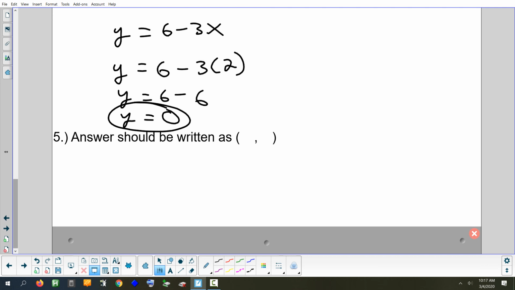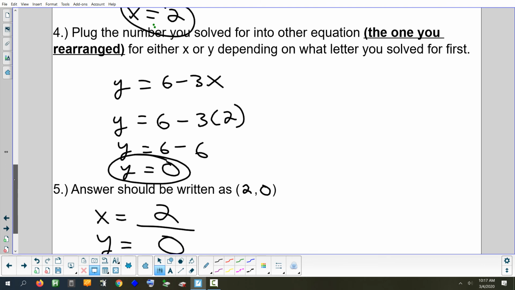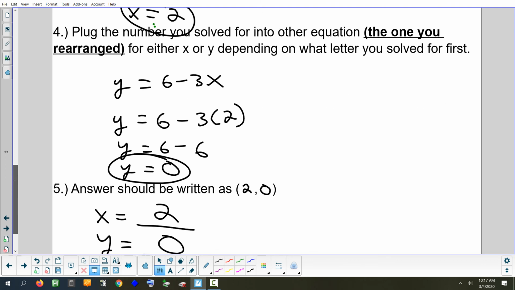So remember, 2 ways you can write your answer. X, comma y. You can write it like that. Or you might see something like this on the test. X equals, put a 2. Y equals, and put a 0. Either way is fine. Yep, step 4. Yep.